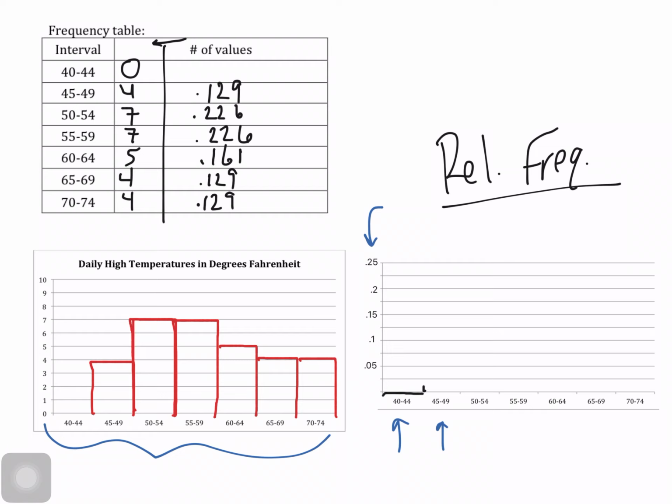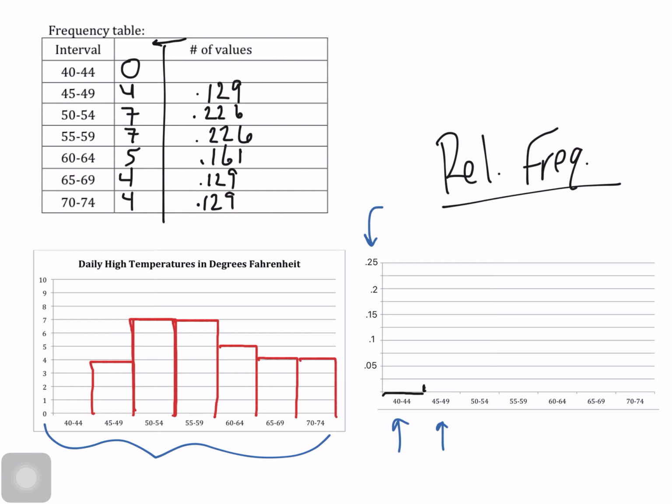So I already made this histogram, just the frequency histogram for you. See if you can do it on your own though, and then check your work with mine. But we're going to do the relative frequency histogram together. So I have mine set up here. I'm still choosing the same bin widths as before, so 40 to 44, 45 to 49, and on.